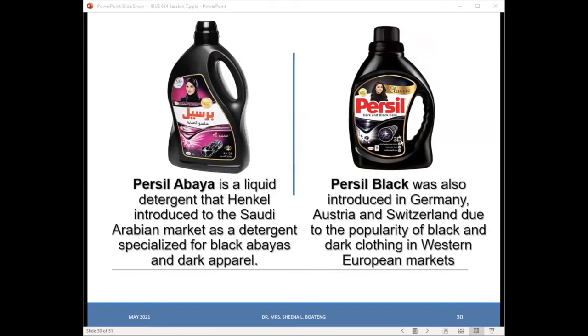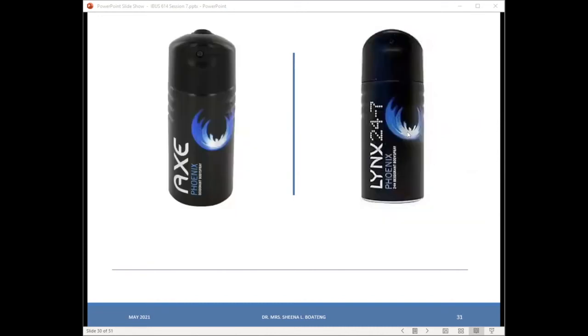So you realize that the models that are used on both bottles reflect the dressing style of people in these different contexts. So that's another way in which packaging can be used to adapt a product to various markets. In this case, it's just the packaging that is different. The contents in the bottle are basically the same, right?